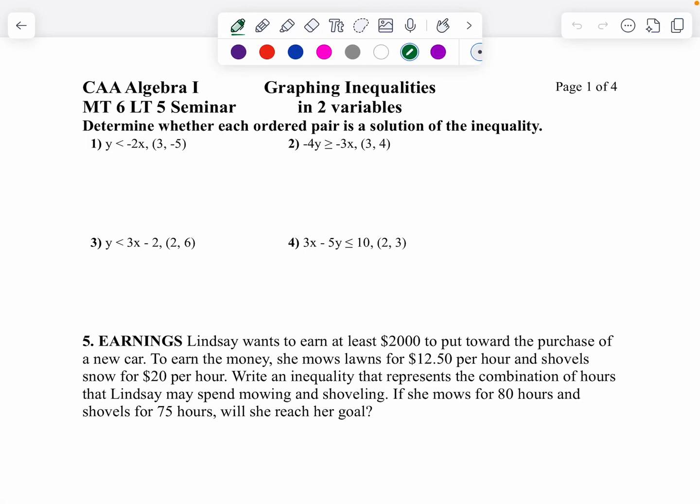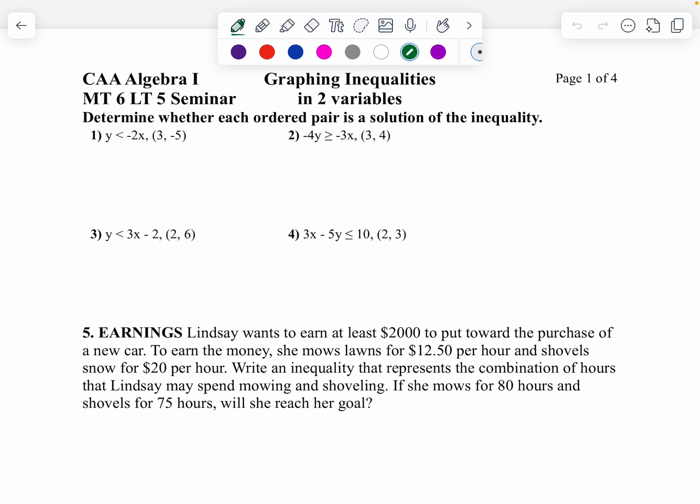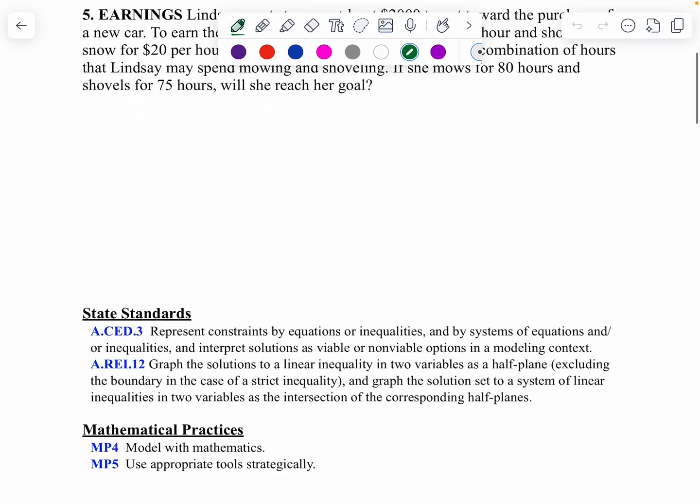In our MT6 LT5 seminar, we're going to graph inequalities in two variables. Do the first 5 questions and then come back for the rest of it.